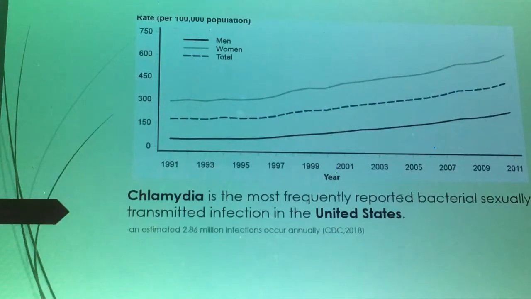As we can see in the graph, the gray line represents the women and the darker line represents men in a study of 100,000 people in a population and their prevalence of chlamydia. It appears that women have slightly more prevalence in contracting this disease. According to the CDC, an estimated 2.86 million infections occur annually.